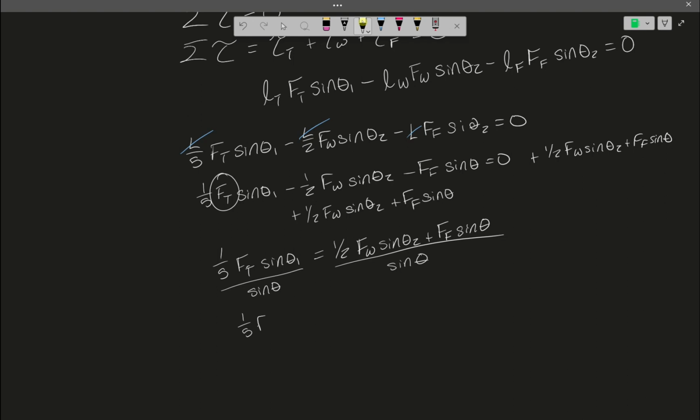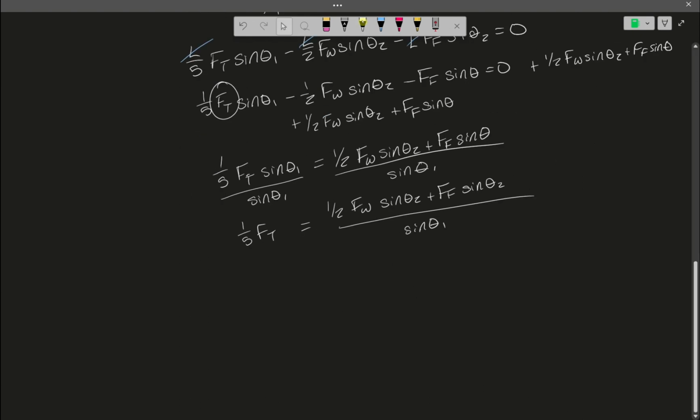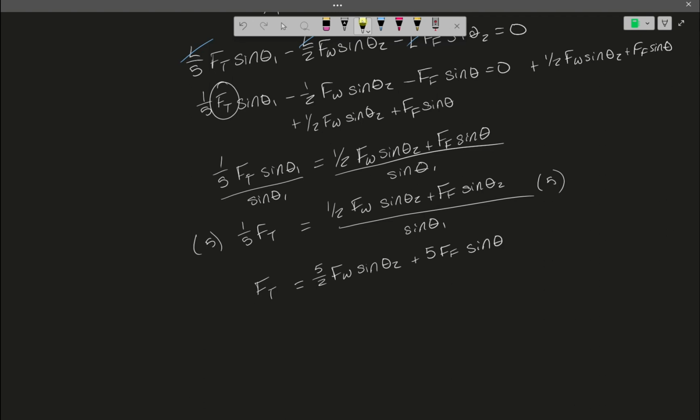So I get 1/5 FT is equal to 1/2 FW sine theta 2 plus the weight of my foot sine theta 2, divided by sine theta 1. My sine thetas don't cancel out because these thetas are different. And then I'm going to multiply both sides times 5 to get rid of that fraction. So this will be 5/2 FW sine theta 2 plus 5 times the force of my foot sine theta 2, divided by sine of theta 1.